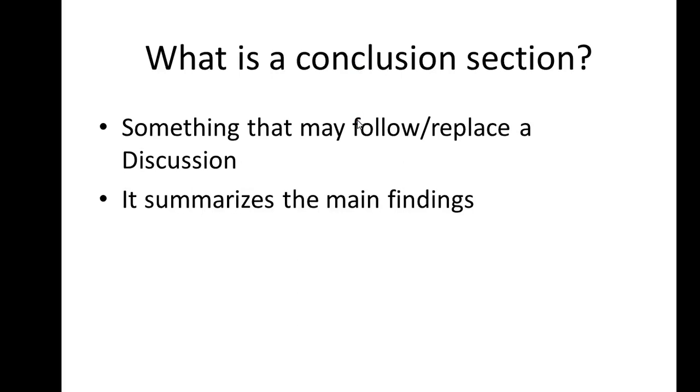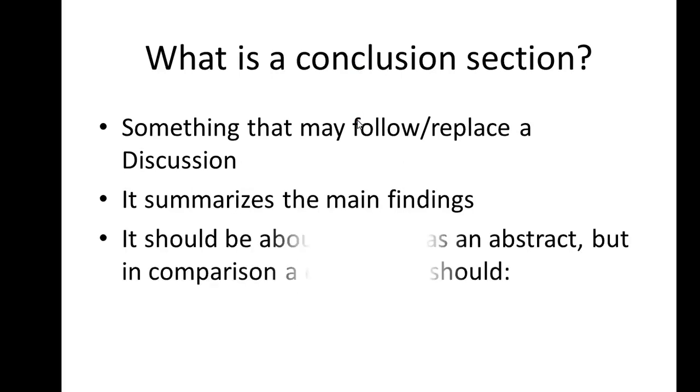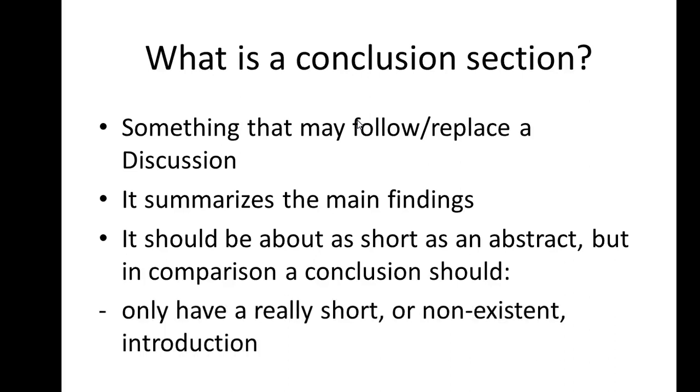And the conclusion section should summarize the main findings. And here it should be really short. It should be a little bit longer than the introduction to the discussion, but it should not be longer than an abstract. But it's not the same as an abstract, because the conclusion section should only have a really short, maybe not at all, introduction. So maybe you start by saying that here we show this, and then we show this, and then we show this. But you say more on the main findings than you do in the abstract.